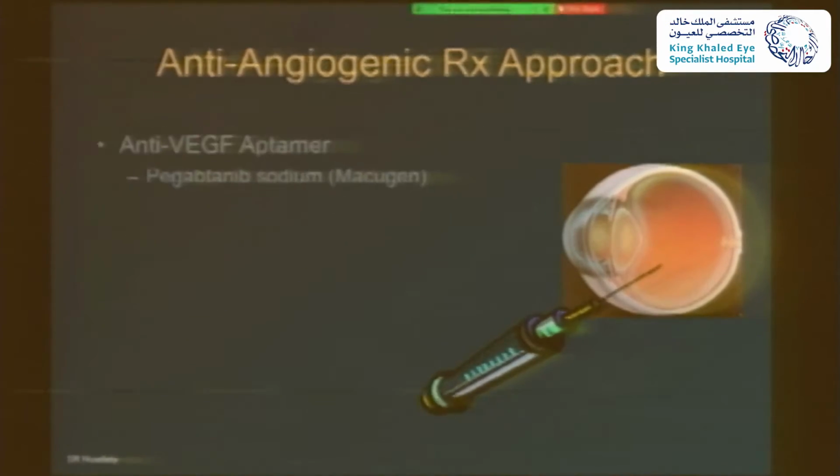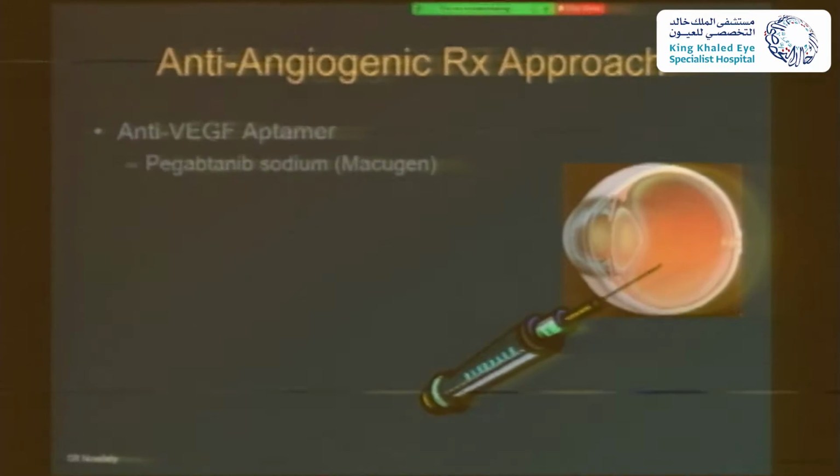Now, what are the anti-VEGF treatments that we know? Well, the first one was Macugen, pegaptanib sodium. This inhibited a selective type of VEGF. It is not as effective, and we don't use it anymore these days.